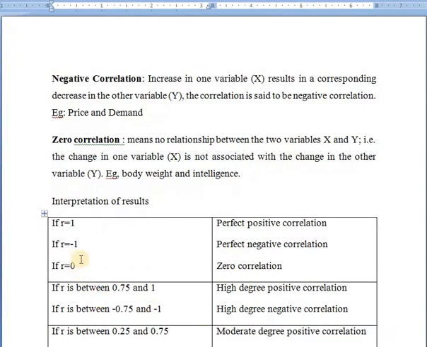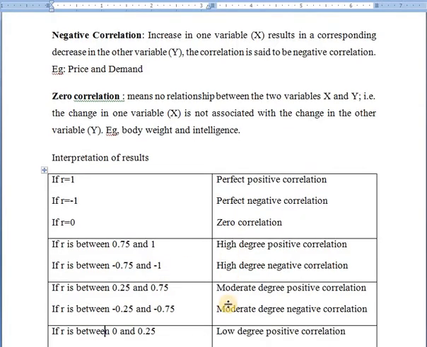How to interpret the results? If we get the r value as equal to 1, it is perfect positive correlation. If r is equal to -1, it is perfect negative correlation. If r is equal to 0, it is zero correlation. If r is between 0.75 and 1, it is high degree positive correlation. If r is between -0.75 and -1, it is high degree negative correlation.